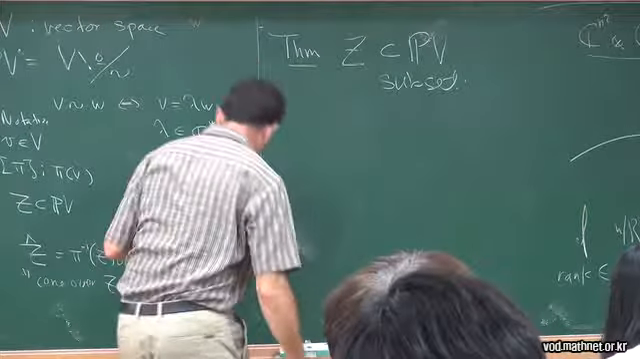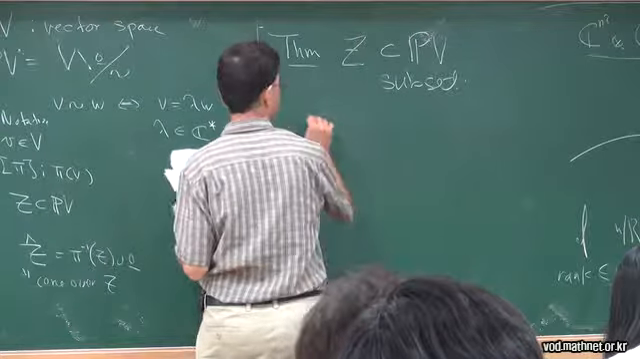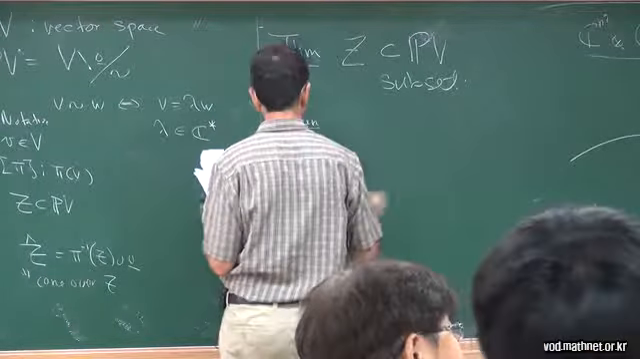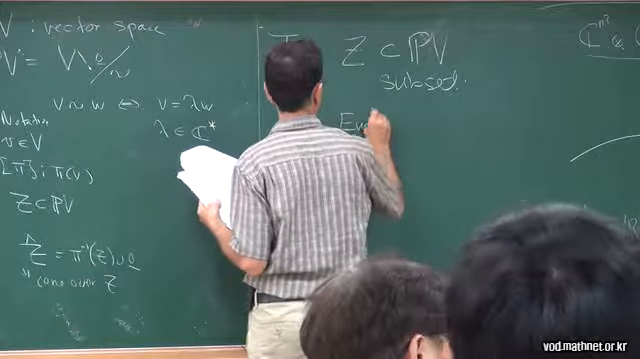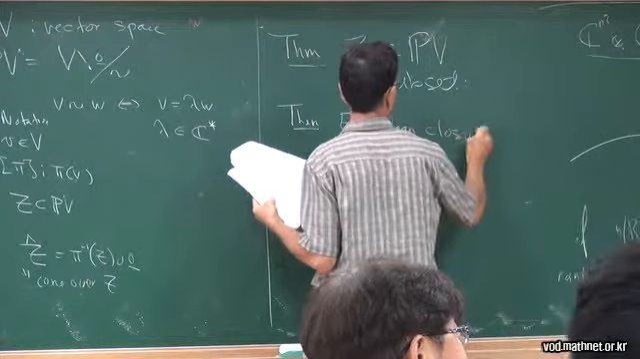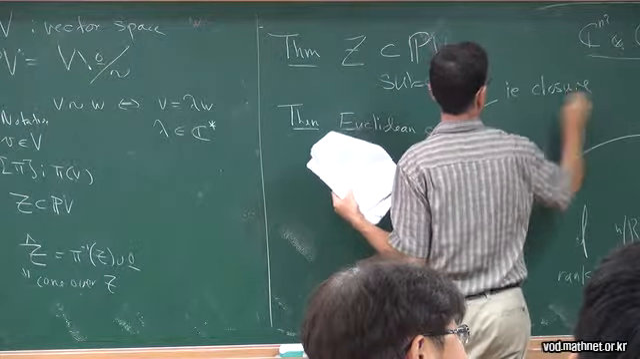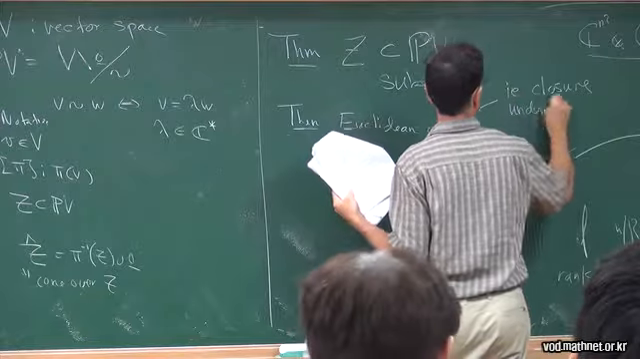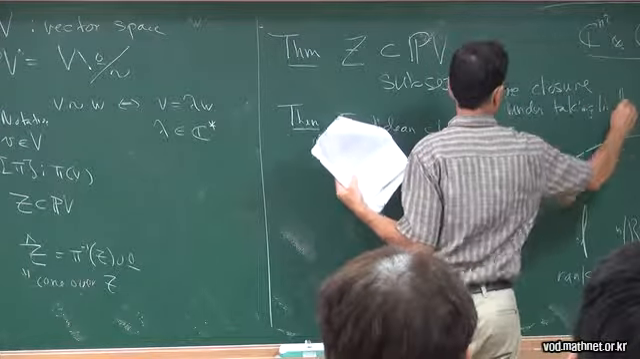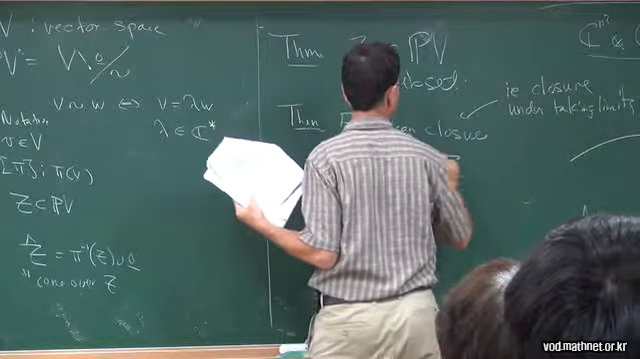Then I have some subset Z. This is the easy part: the Euclidean closure, i.e. closure under taking limits, of Z is contained in the Zariski closure.